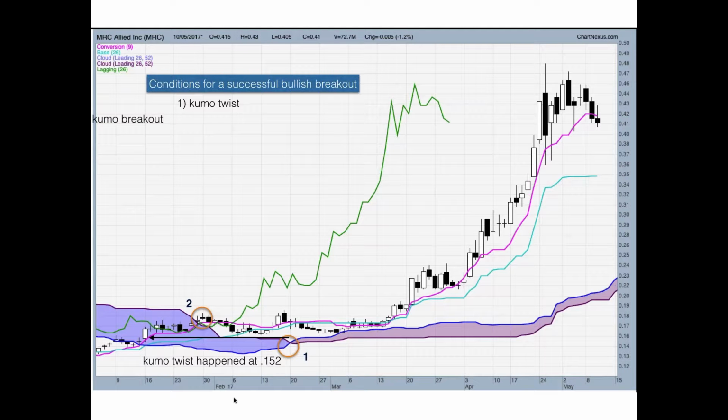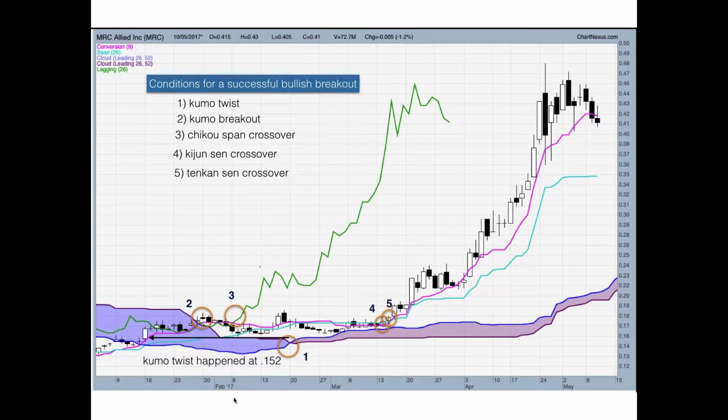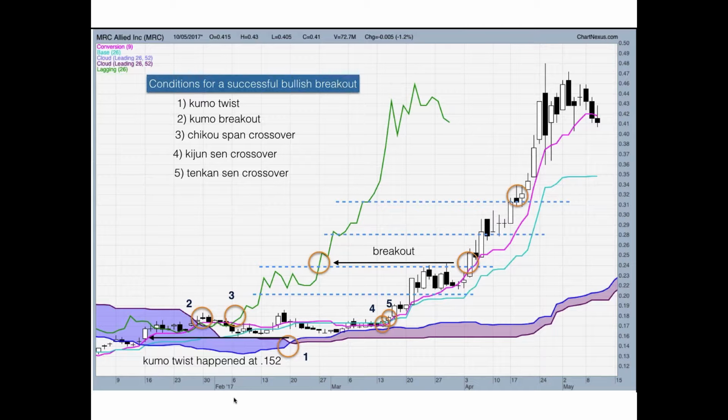Second, you have the Kumo breakout. Third, the Chikou span crossover. Fourth, the Kijun-sen crossover, or the price crossover above the Kijun-sen. The fifth, the Tenkan-sen crossover above the Kijun-sen. After that breakout, price consolidated within a range, and then prices broke out once again. Then prices consolidated within a range once again, and then another breakout happened.